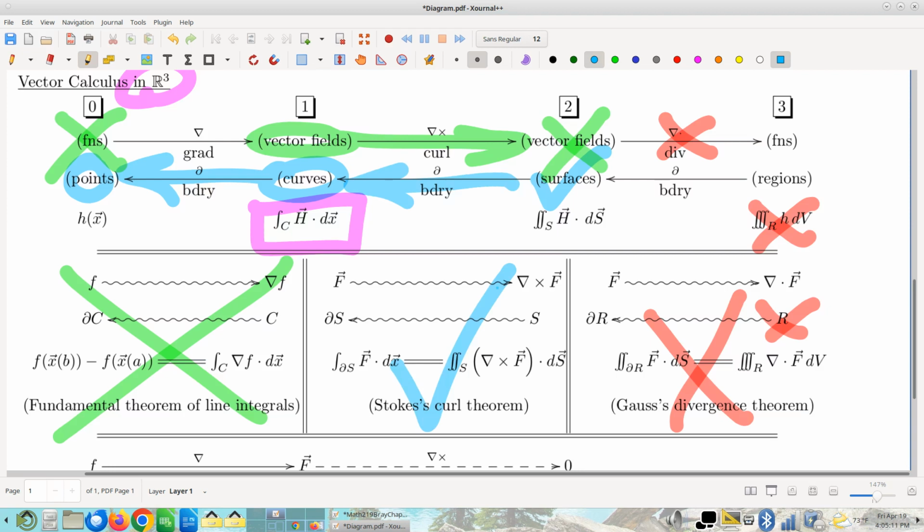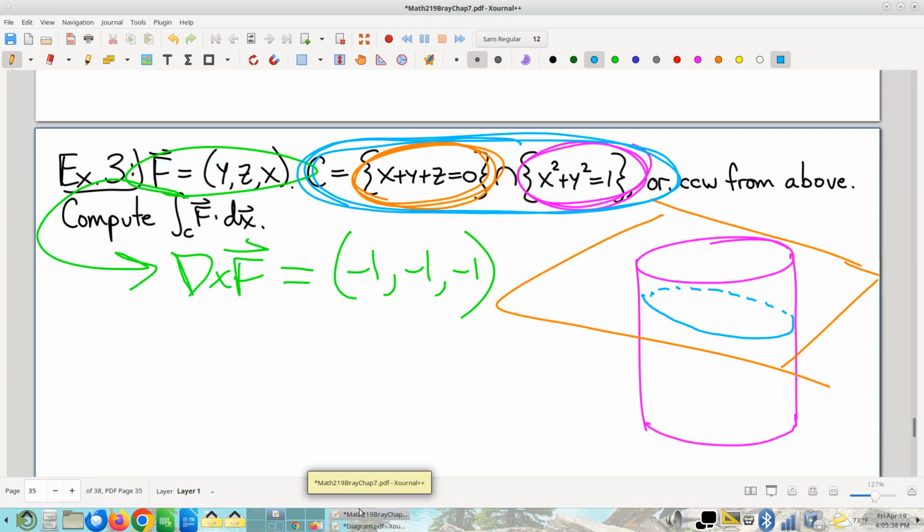So, your options on this question are plug and chug directly, not outrageous, or rewrite as a flux of the curl through a new surface whose boundary is your given curve. And let's talk about how to find that surface. Looking at our situation here, what surface can I think of whose boundary is this curve?